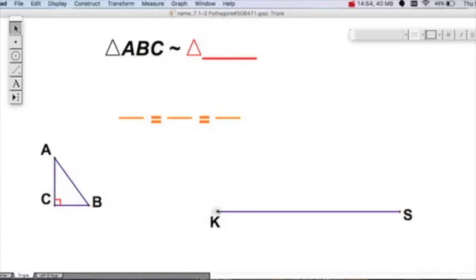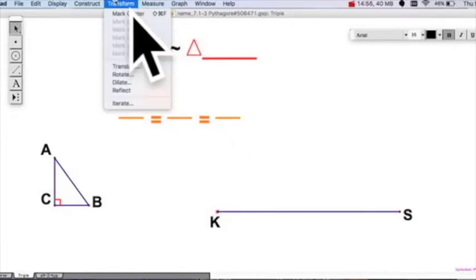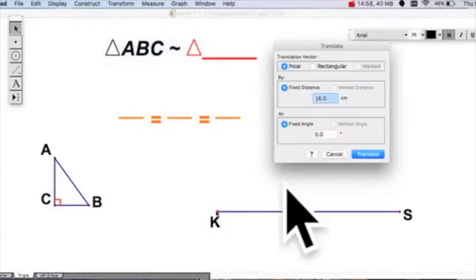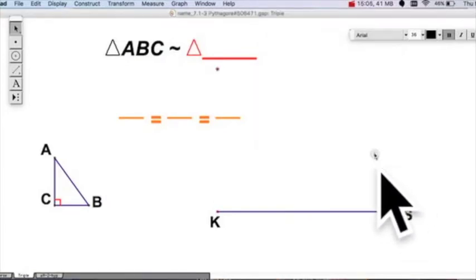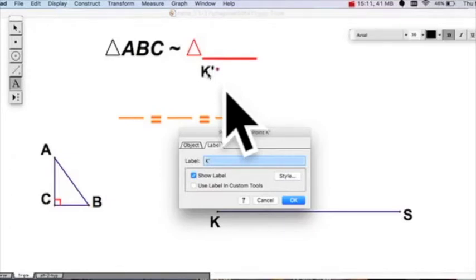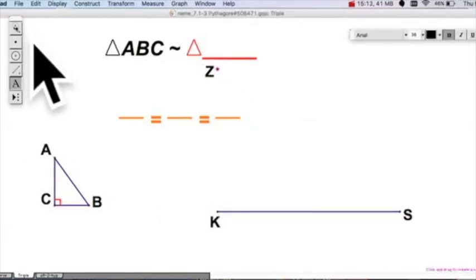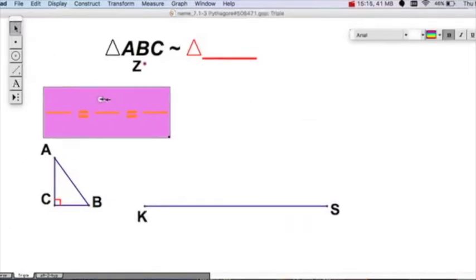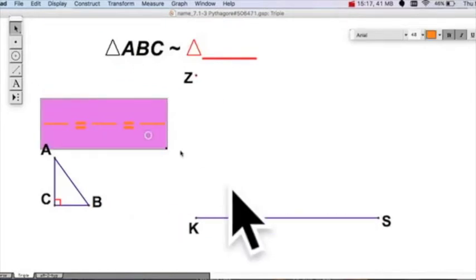And now we're going to connect this point. Transformers. And we're going to translate this guy, again, in the 90-degree direction. Let's go 12. Boom, done. And of course, that's going to come up K prime, and you're going to change that to Z or Zulu, depending on your inclinations. Move this thing out. Move that out of the way.